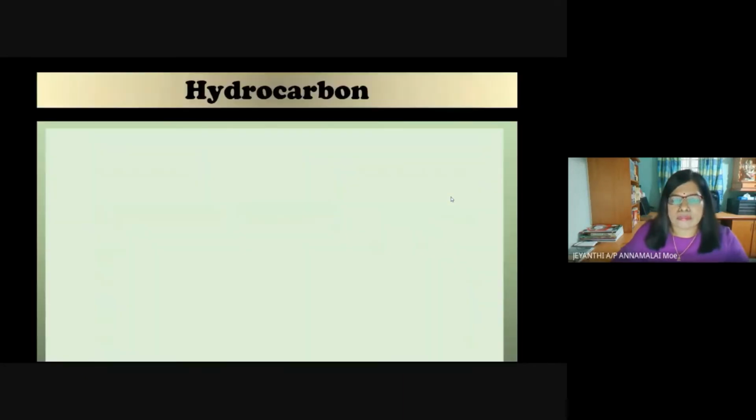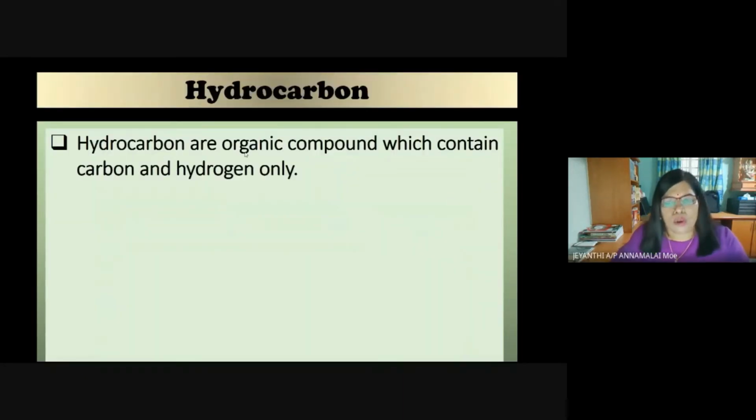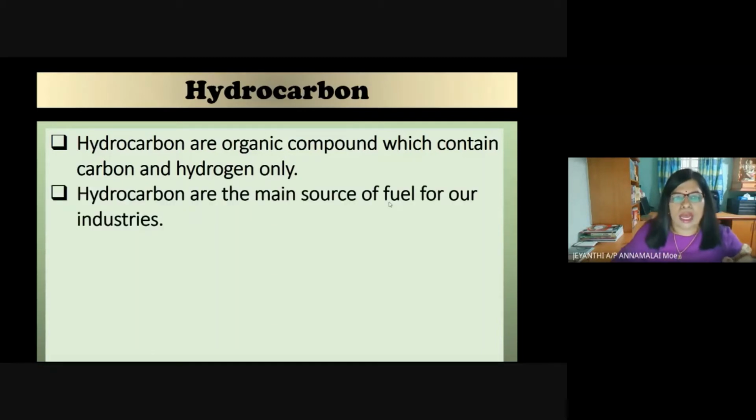Now let's see example. So number one, they said hydrocarbons are organic compound, so from living things, which contain carbon and hydrogen only. Do we have carbon in our body? We'll come into that. Hydrocarbons are the main source of fuel for our industry. There's so many hydrocarbons there. A good example is petroleum, and our country produces petroleum, so we should know that. It's a main source of fuel for our industry.